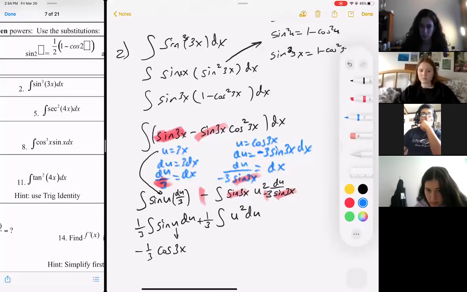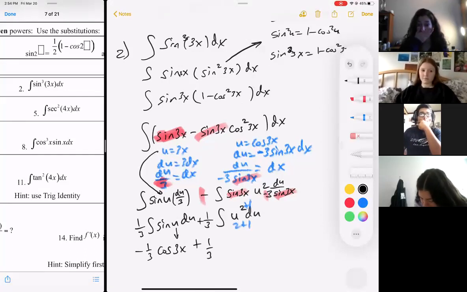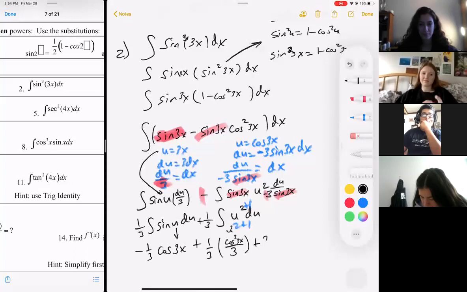Power rule is n plus 1, 2 plus 1, 1 over 3. U cubed over 3. Oh, sorry, I need to bring back another. And then we're going to write that's a u cubed. And we're going to substitute it back in. That's going to be cosine cubed 3x, because we plugged u back in, just to save time. And then plus c.